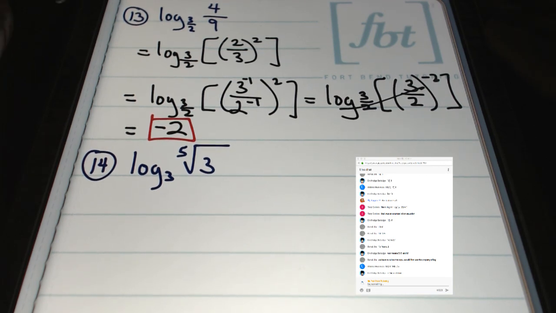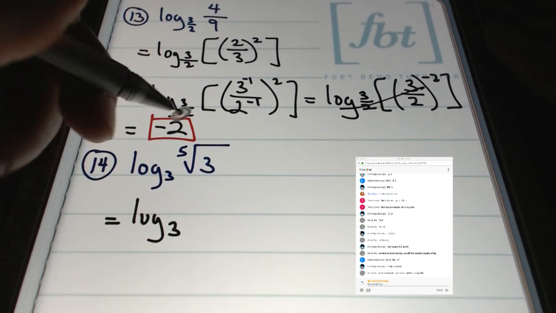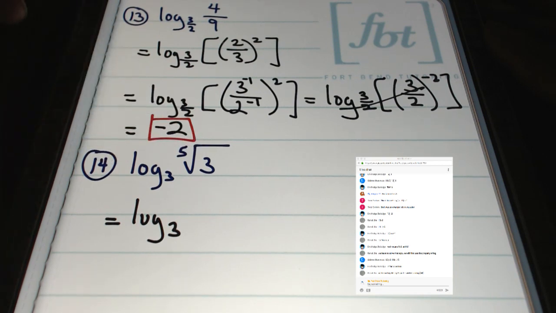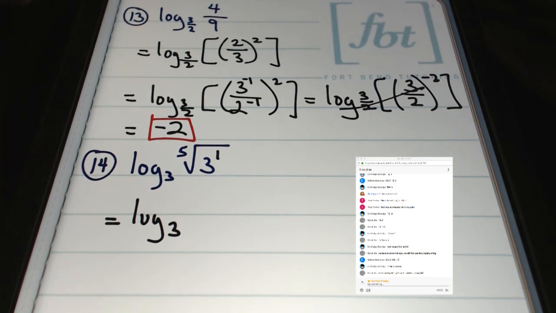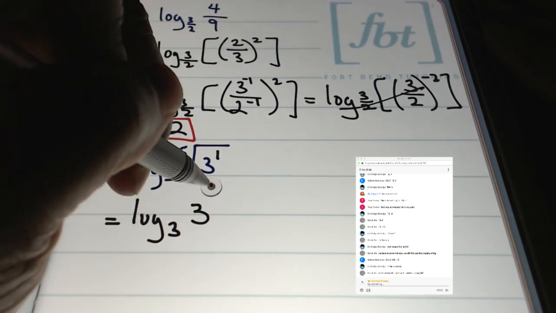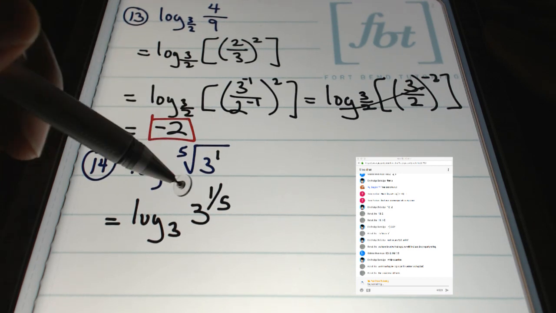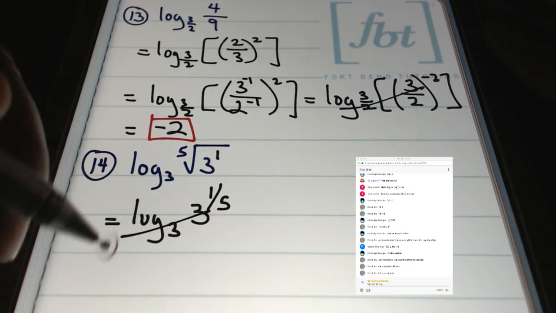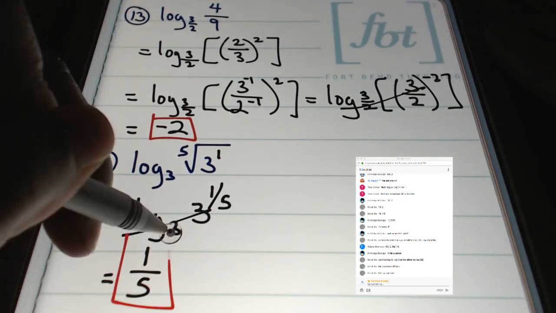All right, problem number 14, guys. We have the log in base 3 of the fifth root of 3. So we're going to first of all rewrite this, showing that we have the log with base 3, and I'm going to write this radical in exponential form. Knowing that the base of the radicand is to the first power, I can rewrite this as 3 to the 1/5 power. Once we have it written this way, the base of the argument is identical to the base of the logarithm. So this simplifies to the exponent to give you a result of 1/5. And this is our answer right here.